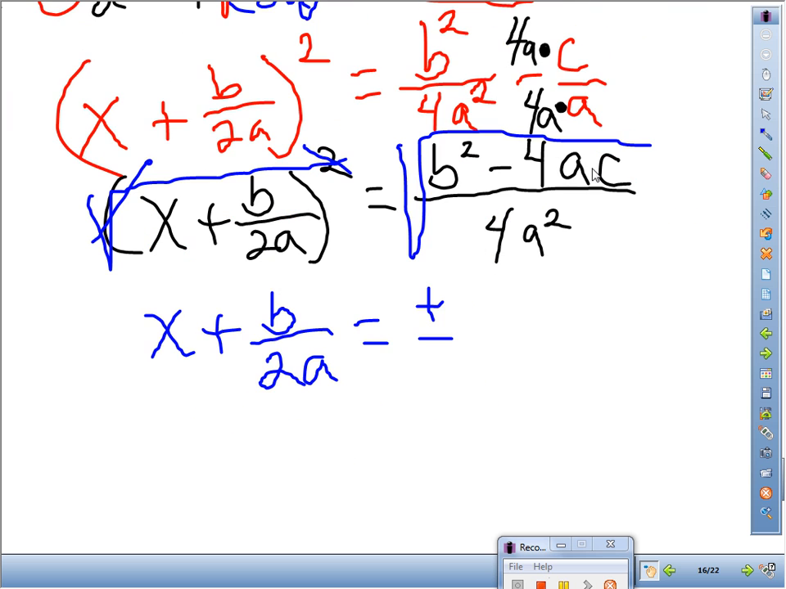Watch. We're here. I took the square root of this, so this cancels that. We're left with x plus b over 2a, right? However, look at this side. Look at the numerator. Do you see that the numerator has a negative? Can I take the square root of a negative? No. What is that called? Imaginary numbers, right? Therefore, I cannot take the square root of the numerator because of this.